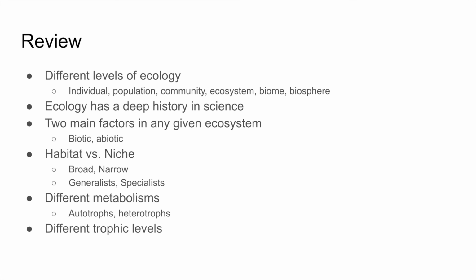So as a review, there are different levels of ecology. We start at the individual, the most specific, to population, to community, to an ecosystem, to a biome, and finally to the biosphere, or the earth. Ecology has had a deep history in science. And there are 2 main factors in any given ecosystem: biotic factors and abiotic factors, living and non-living. There's a difference between a habitat and a niche, even though those terms are sometimes confused or thought to be interchangeable. There are broad niches and narrow niches.